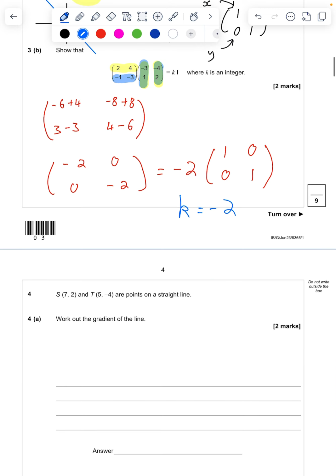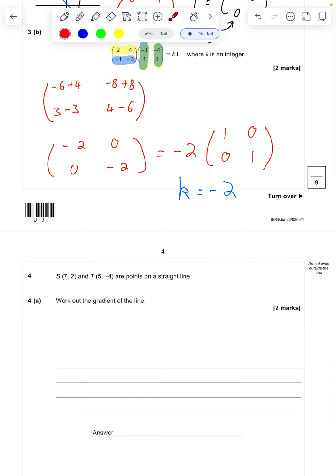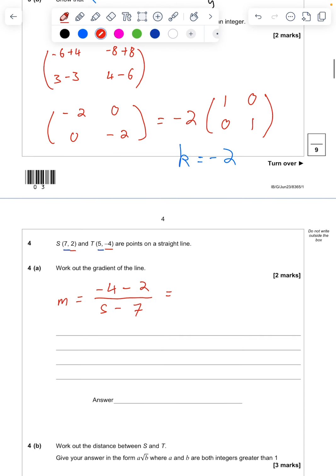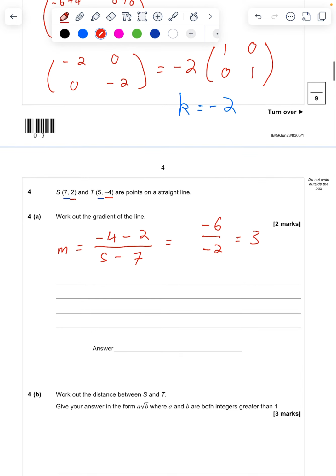10 minutes, that's fine. Question 4 looks like a straight line question. It is. So point S and point T are points on a straight line. Work out the gradient. Now the gradient is simply the change in the y coordinates. So the y coordinates here are minus 4 and 2, and you take them away, so you go and do minus 4, take away 2, over the change in the x coordinates, well, it's 5 and 7, so we go and do 5, take away 7. That's going to give you negative 6, minus 6 over minus 2, which gives you just 3. So that's your gradient, which is going to be 3.